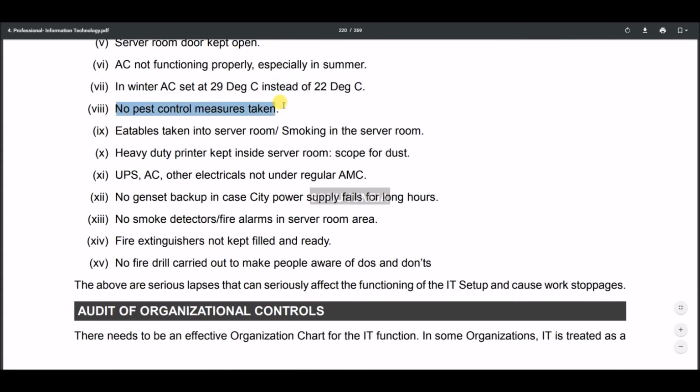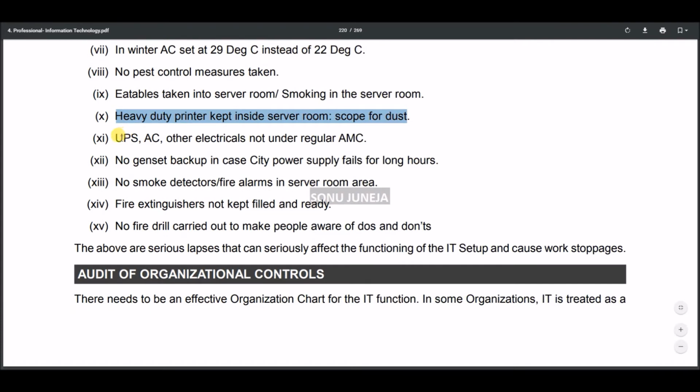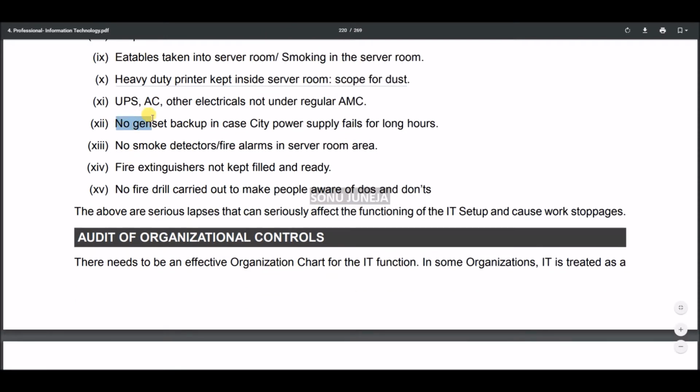No pest control. Eatables taken to the server room. Smoking in the server room. Heavy duty printer kept inside the server room. Scope of dust. UPS, AC, other electricals not under regular annual maintenance contract. No genset backup in case city power supply fails for long hours.